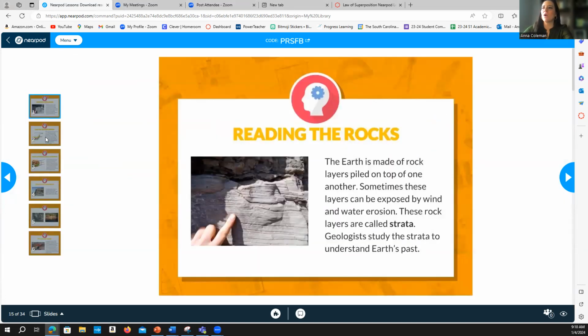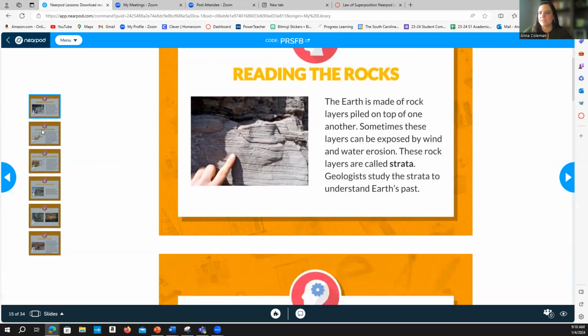So let's talk about reading the rocks. How do you read the rocks? What do they do? So the Earth is made up of rock layers piled on top of one another. So sometimes the layers can be exposed by wind and water erosion. These rock layers are called strata. So do you see all of those little teeny tiny layers? Those are called strata. The geologists study the strata to understand the Earth's past.